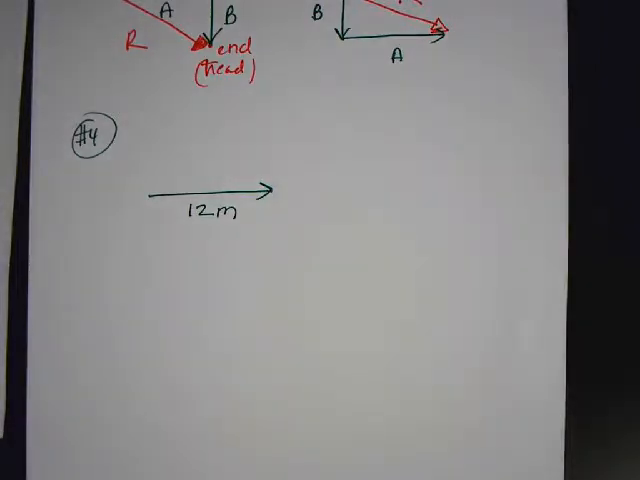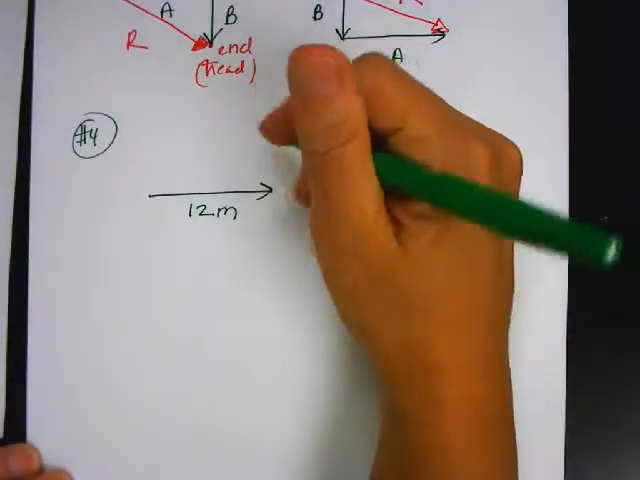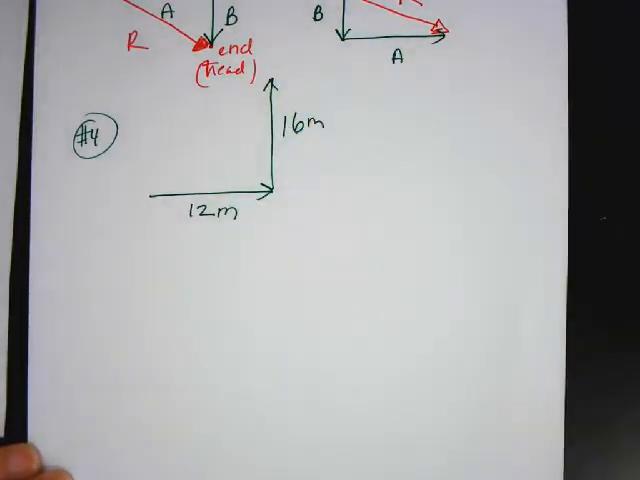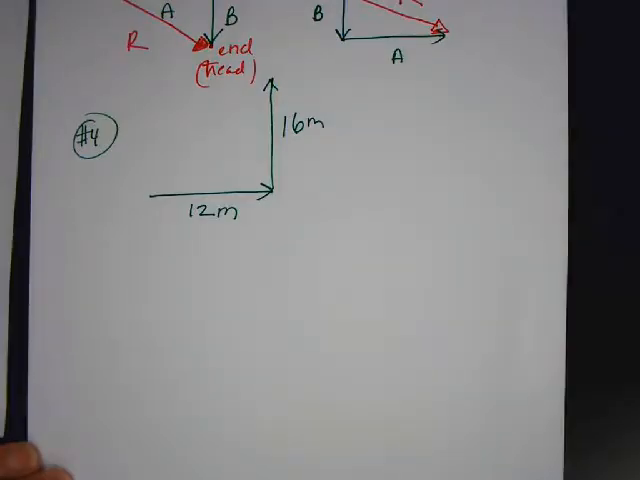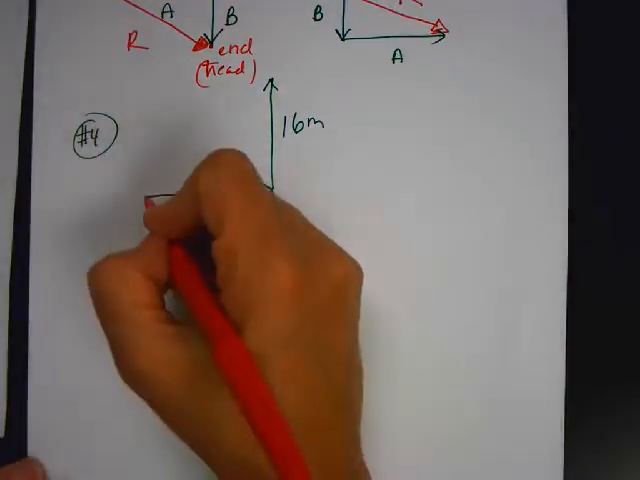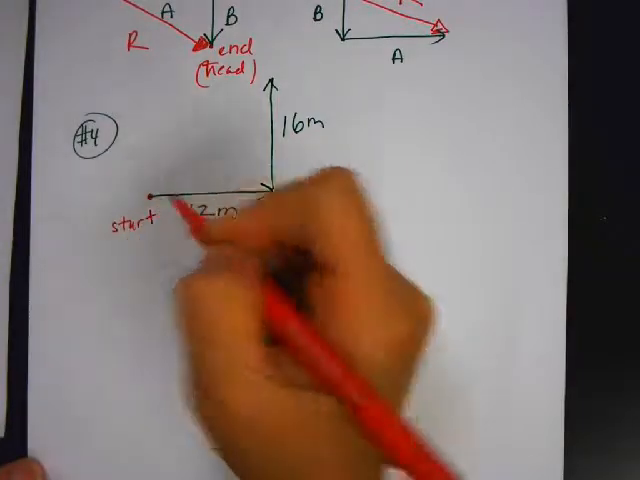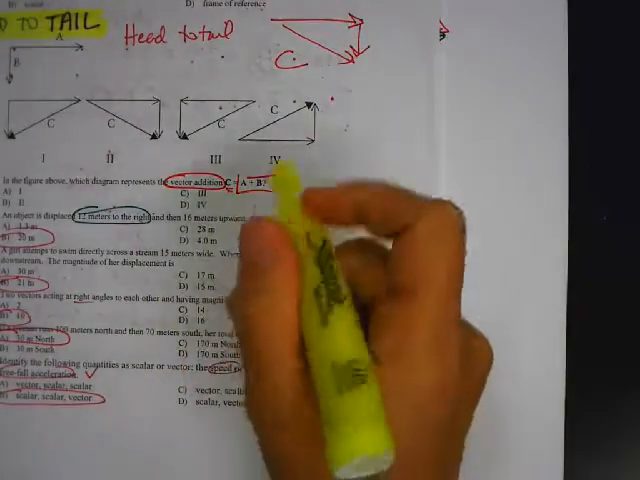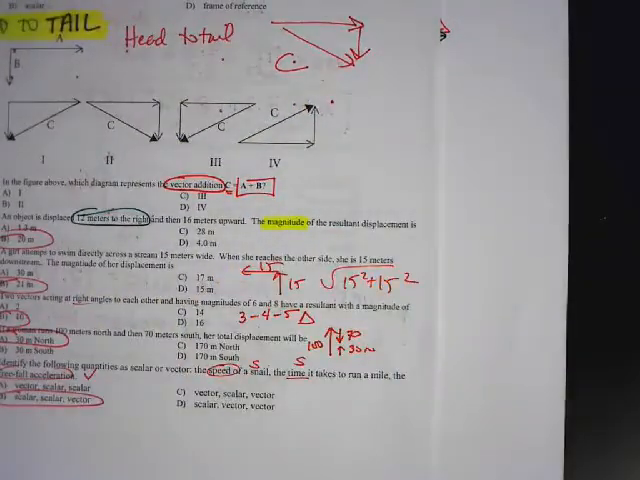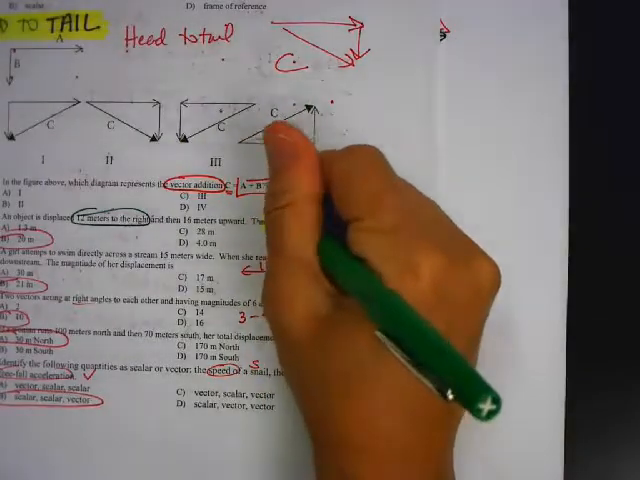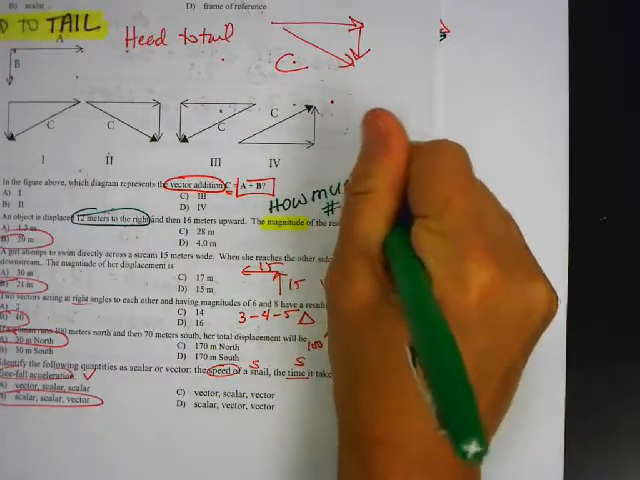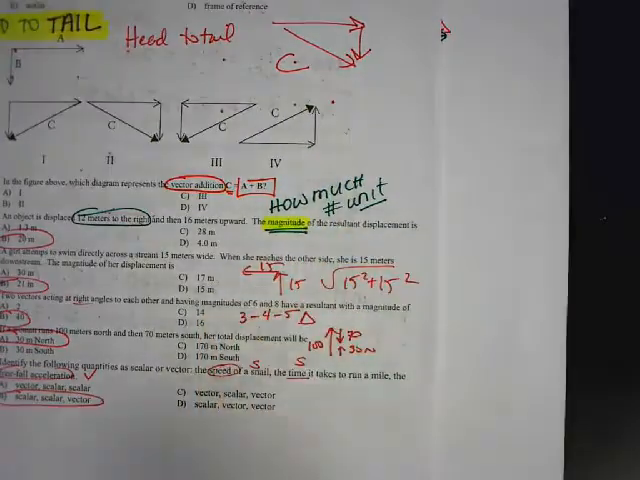Then 16 meters upward. So from the head of this vector, I'm going to do the tail of the other, and that's 16 up. It says the magnitude of the resultant displacement is, so this is where I started, and it doesn't even ask you for the direction, because whenever you see the word magnitude, magnitude in layman's terms means how much. It's just going to be a number and a unit, and that means if it just says the magnitude, I don't care about the direction. Okay?